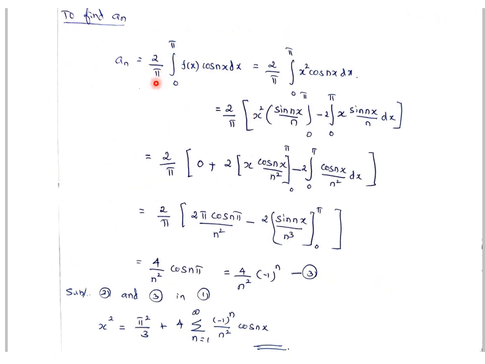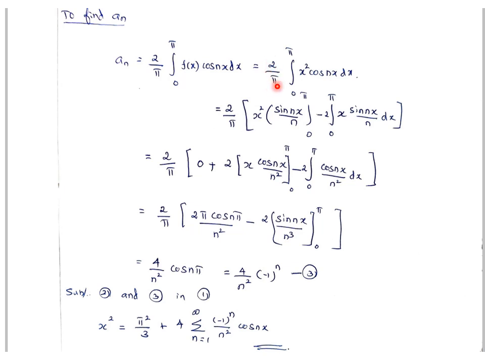As usual, an equals... Since the given function f of x is an even function, the whole integrand will become even. Therefore, minus pi to plus pi will become 2 into 0 to pi. an equals 2 divided by pi into the integral 0 to pi of f of x cos nx dx.